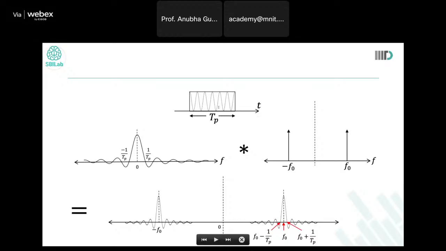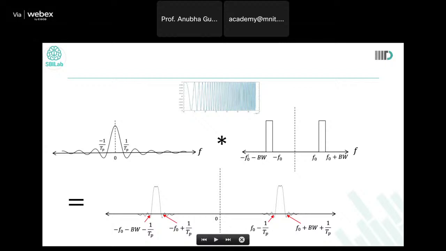Now, since it is multiplication in the time domain of the cosinusoid and the rectangular pulse, it is convolution in the frequency domain. Once you convolve this, one sinc will get located at minus f0 and another sinc you will see at f0. What would be the bandwidth of the sinc? It goes from f0 minus 1 by Tp to f0 plus 1 by Tp, so you can see that the total bandwidth is 2 by Tp.